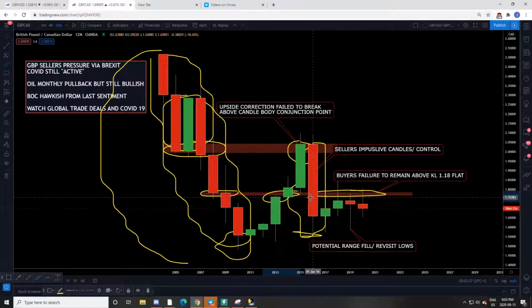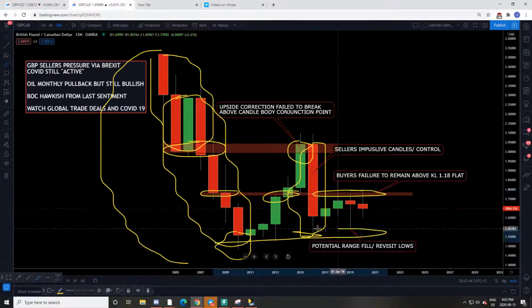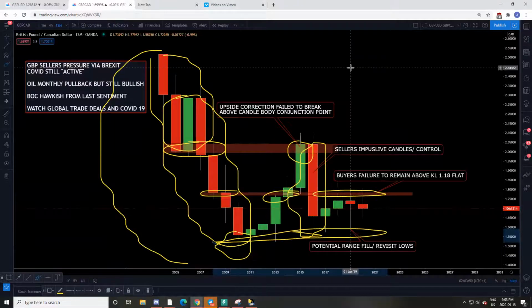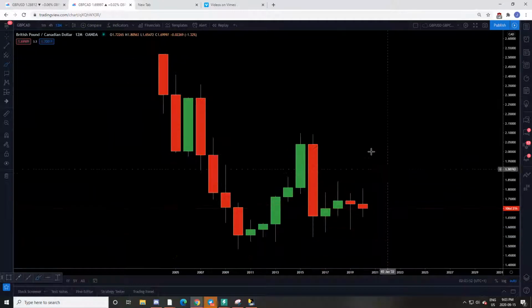So I do see, just looking at the yearly from a macro perspective, understanding if Brexit has no progression, or if there's any signs of another lockdown from coronavirus, if that escalates in the UK or around the world, we can see the potential to fill some of this seller's range and revisit some of these lower demand areas on GBP, just by looking at the yearly there and looking at some of the macro sentiment.